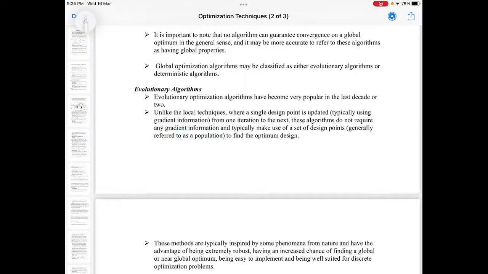Earlier, the local optimization algorithms were based upon gradient information, so the gradient has to be estimated or evaluated, whereas the evolutionary algorithm doesn't require any gradient information. It typically makes use of a set of design points, and this set of design points is generally referred to as a population.